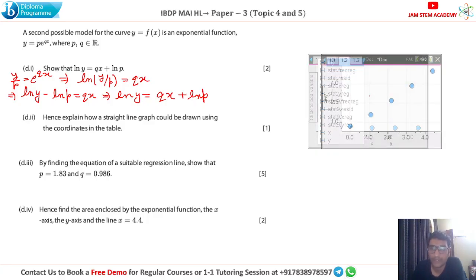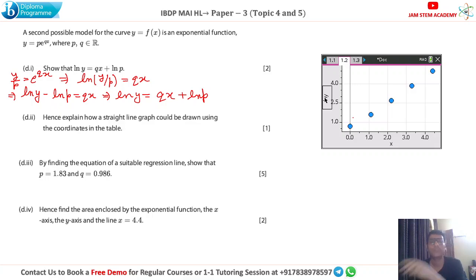This time natural log of Y gives me the graph of this expression. This is the graph for ln y equals qx plus natural log of p. And as you can see from the graph, it is a straight line. So that shows that it's a straight line graph using the coordinates of the table.